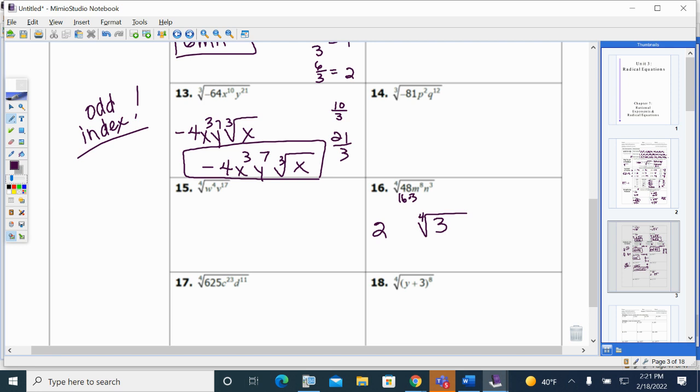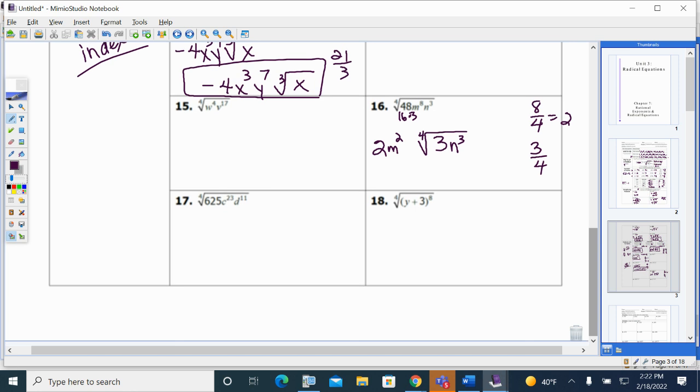Now, let's talk about the variables. So I have m to the 8th. So 8 divided by 4 will go evenly. I'm going to have m squared on the outside. And then n to the 3rd, when I try to take 3 divided by 4, not only does that not go evenly, there's not enough n's to have an n come outside. So the n to the 3rd is going to stay under. So your answer here is 2m squared times the 4th root of 3n to the 3rd.